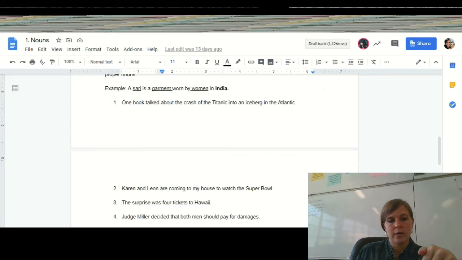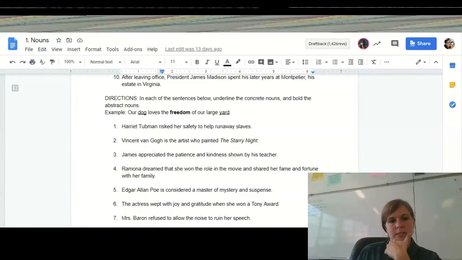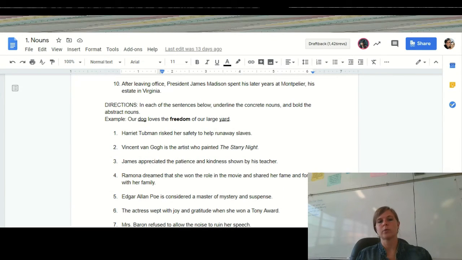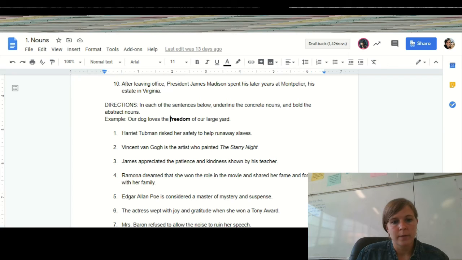So if I go down to the second exercise, it says in each of the sentences below, underline the concrete noun and bold the abstract nouns. Again, in-person students, you guys will circle the abstract nouns. So for example, our dog loves the freedom of our large yard. Dog would be concrete, yard would be concrete. Those both you can see, touch, feel. And then freedom, that's the one abstract noun in the sentence because it is a feeling.